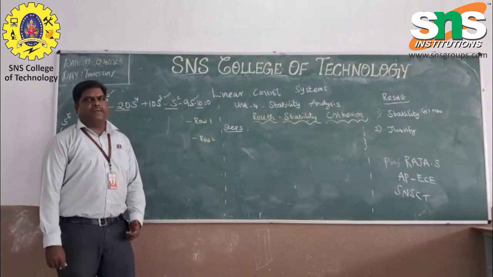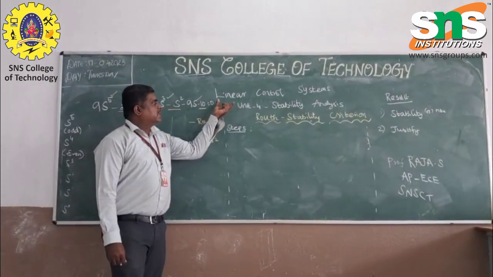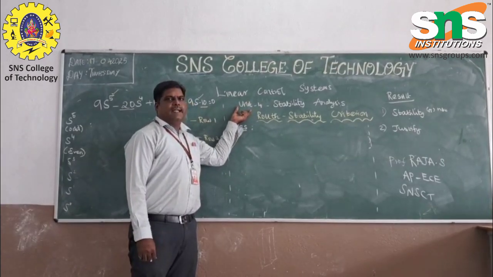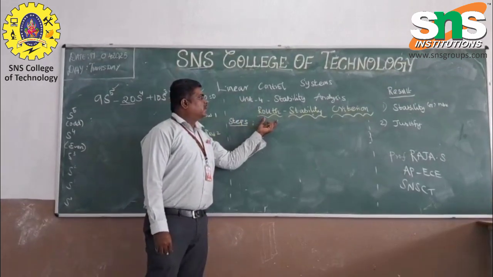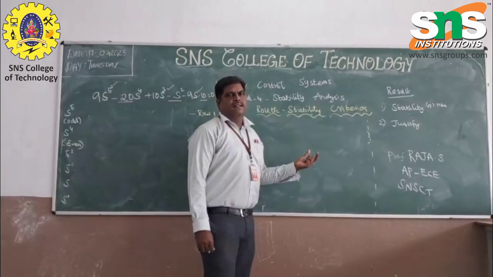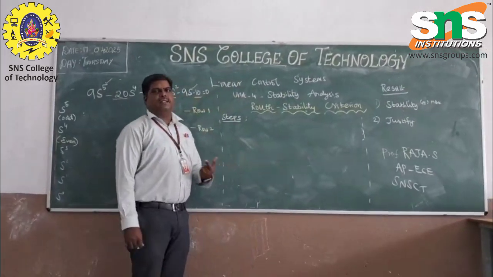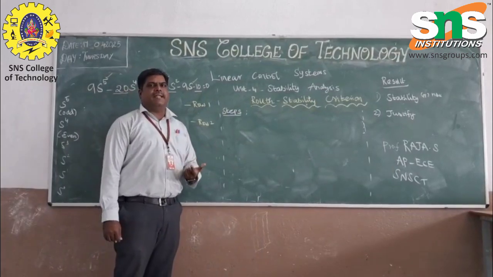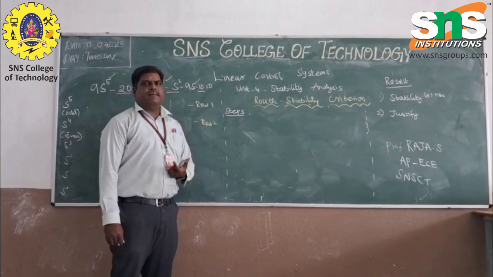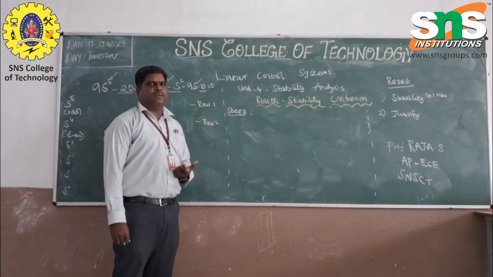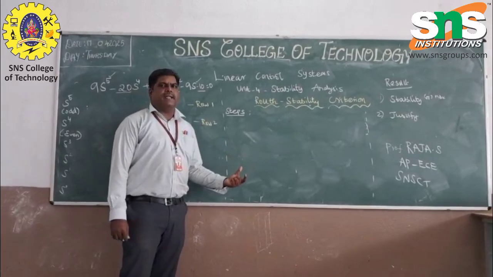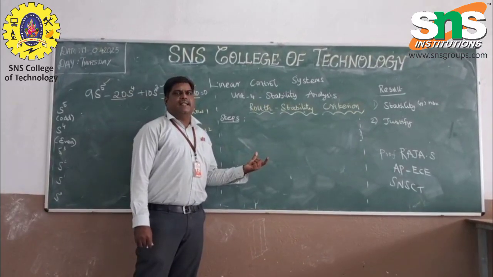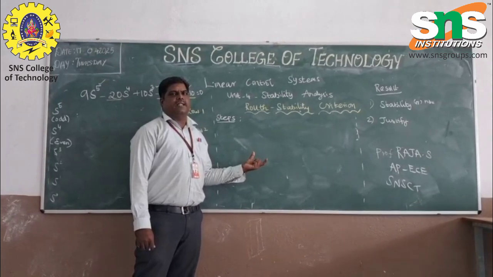In this YouTube video, I am going to discuss the subject Linear Control System under Unit 4, Stability Analysis, for the topic Routh Stability Criterion. Based on Units 1, 2, 3, you must know how stability can be determined in any system. A system consists of input and output, and how this input is delivered to the output and how the stability is determined is calculated using Units 1, 2, 3.